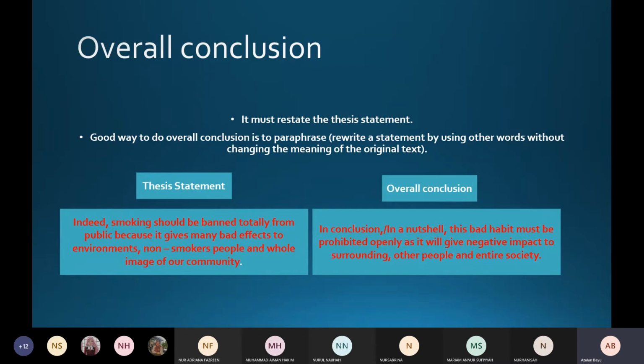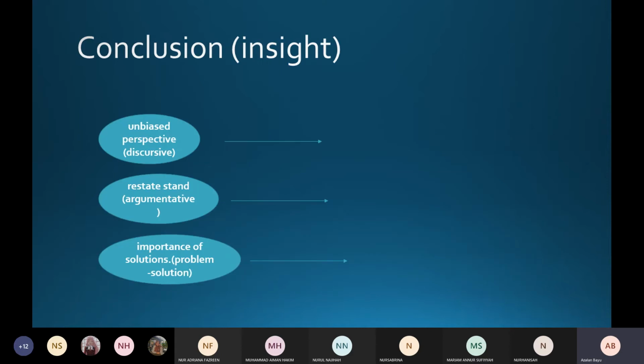Okay, tapi one of the easy ways is you find the synonym and try to use it in context with the conclusion. It's the same thing. Yang penting jangan ubah maksud thesis statement dalam you punya overall conclusion. Itu adalah overall conclusion, insight. Alright. Like I said, it depends on the essay.